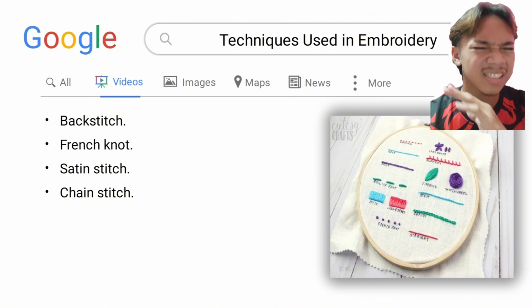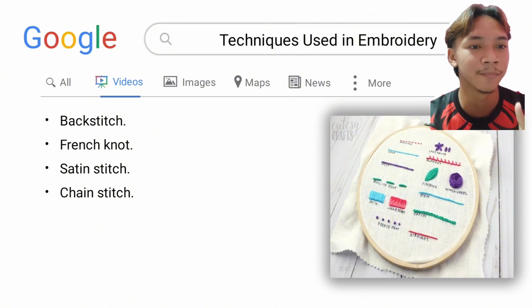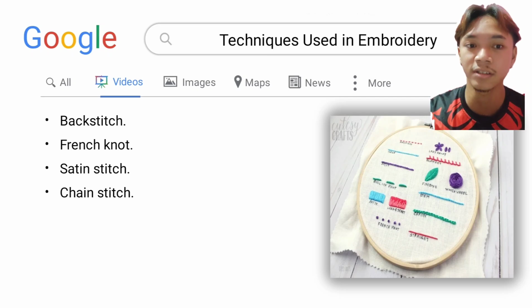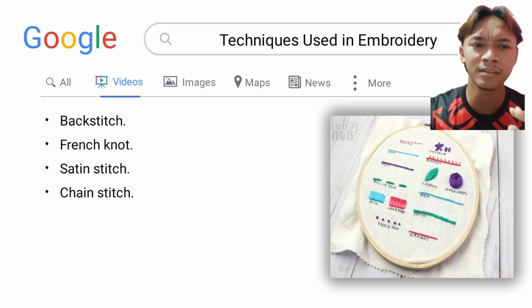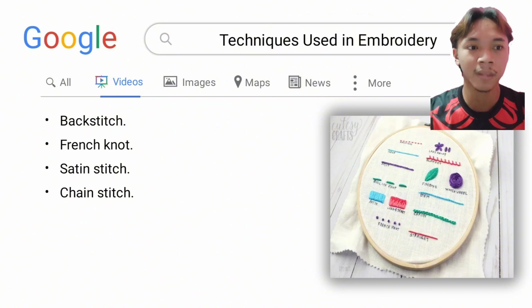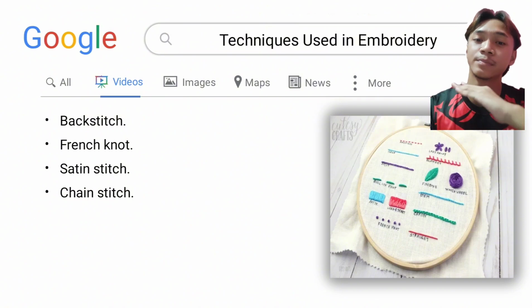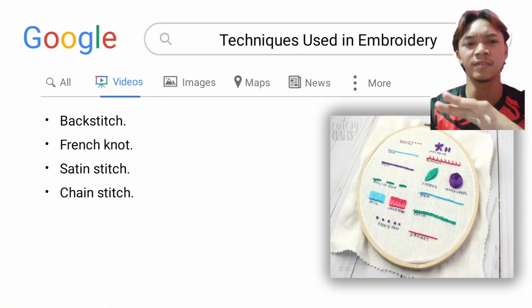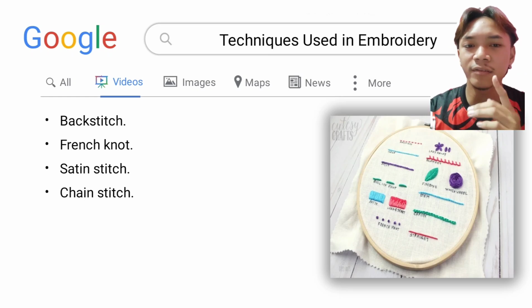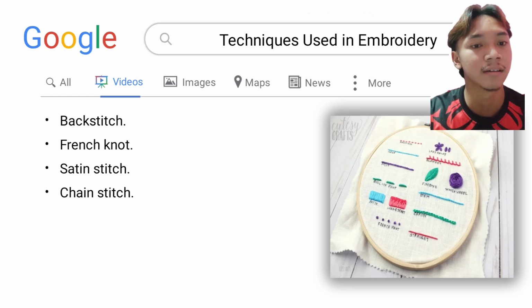Then there's the satin stitch. This stitch is often used to fill in shapes with solid, smooth color. It's called satin because it creates a smooth, glossy surface, perfect for adding depth and richness to your design.